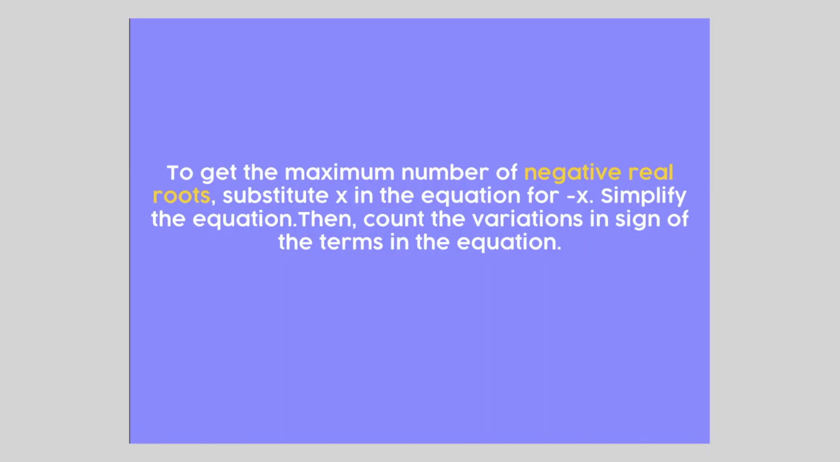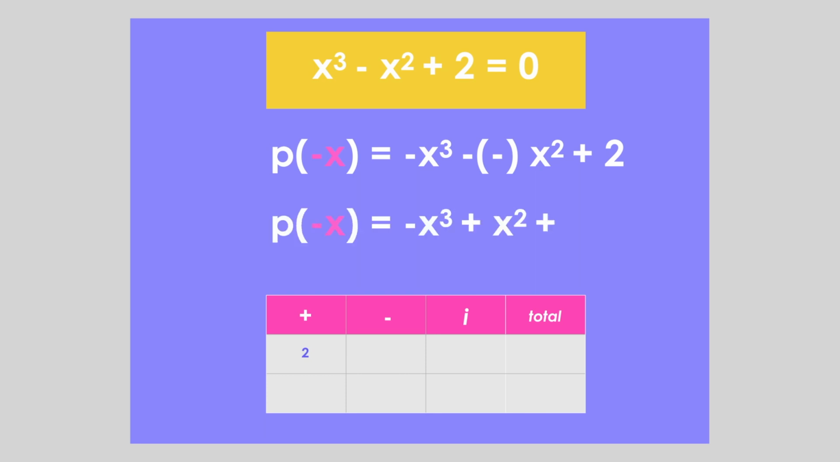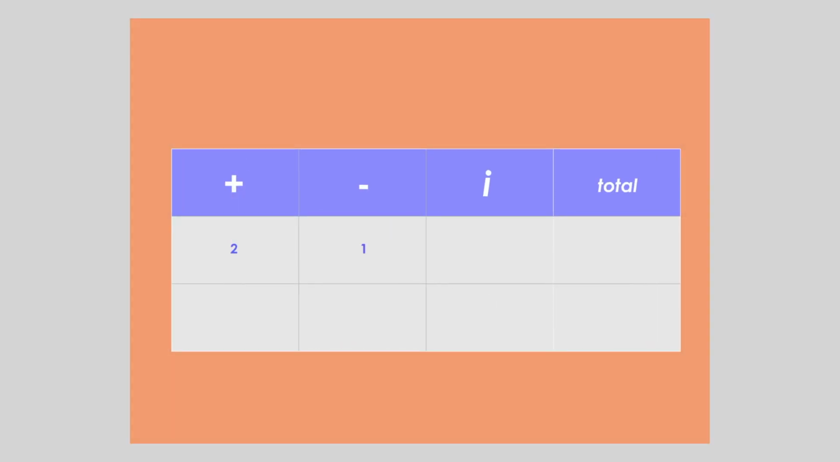To get the maximum number of negative real roots, substitute x in the equation for negative x. Simplify the equation. Then, count the variations in sign of the terms in the equation. In this equation, there is one change in sign, so one variation, from negative x cubed to positive x squared. Let's take down this number in the next column for the table.